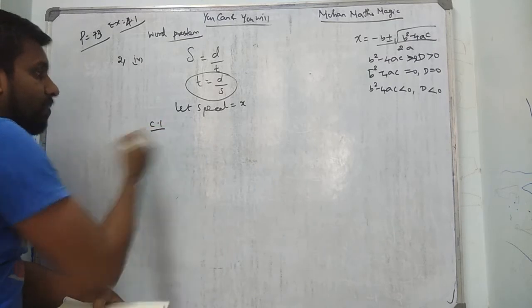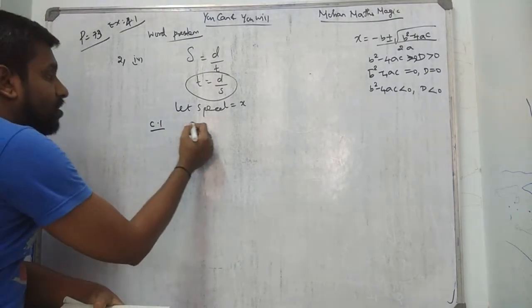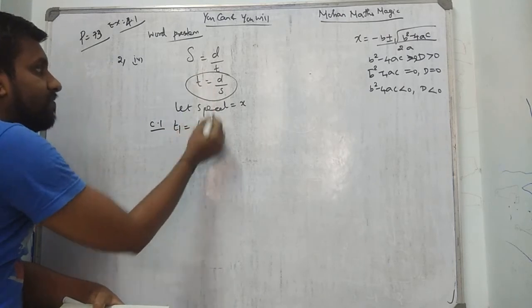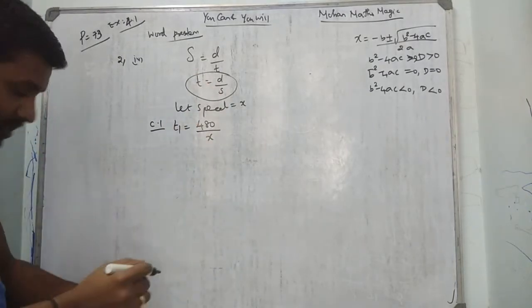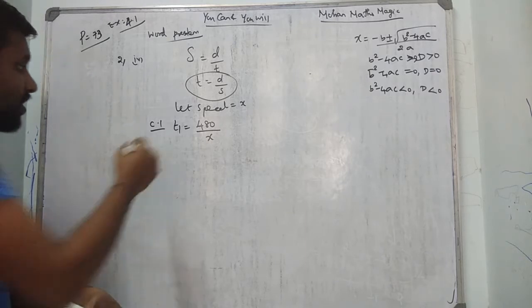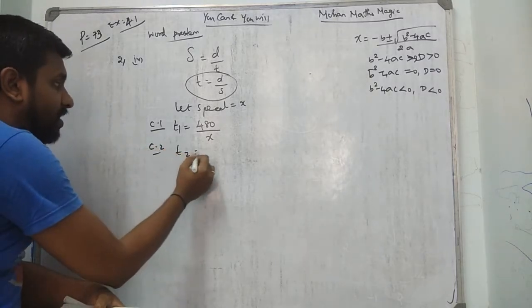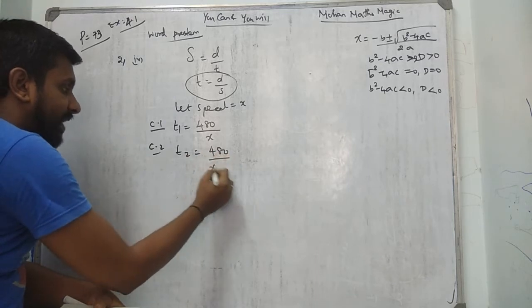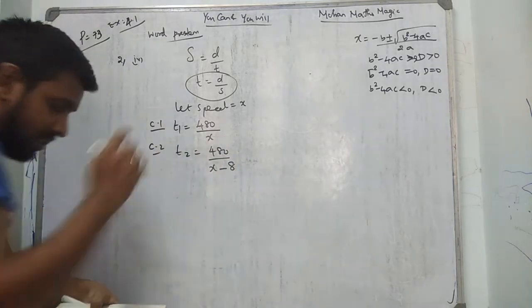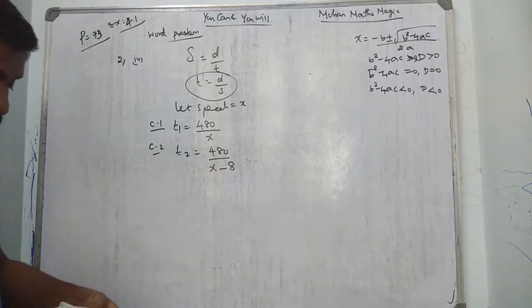Case 1, how many kilometers are they going? 480. So case 1 distance is 480, time t1 equals 480 upon x. Next, speed has been 8 km less. So case 2, time 2, how much is the speed reducing? Same distance, but x minus 8, 8 km less. It would have taken 3 hours more.